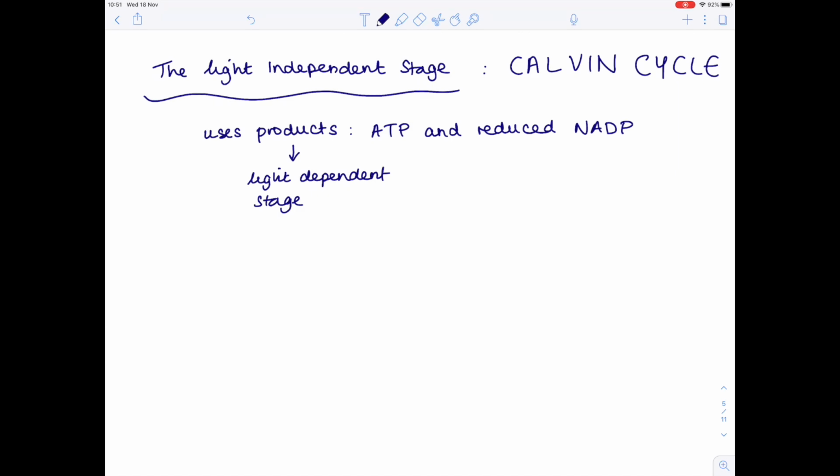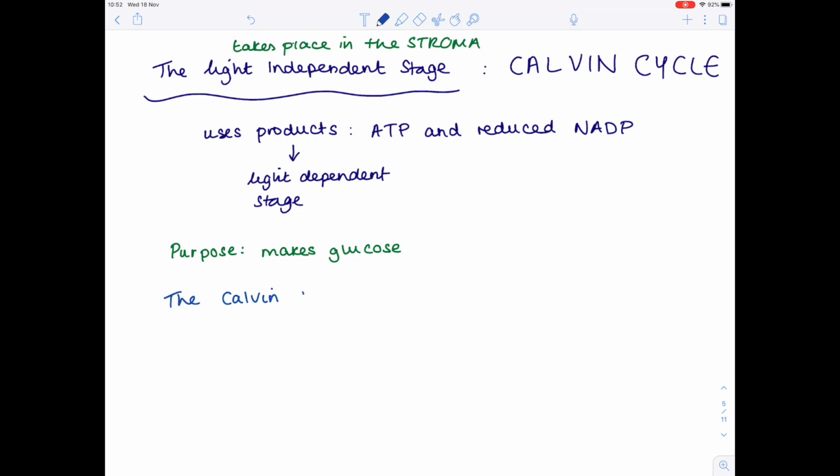Now, the light-independent stage, the Calvin cycle, takes place in the stroma of the chloroplast. Whereas, remember before we were constantly talking about the thylakoid membrane and the thylakoid space, we're now talking about the stroma. The overall purpose of this stage is to produce carbohydrates that can be incorporated into glucose or other organic molecules, and it does this through a series of biochemical steps. So our purpose of the light-independent stage is to make glucose.